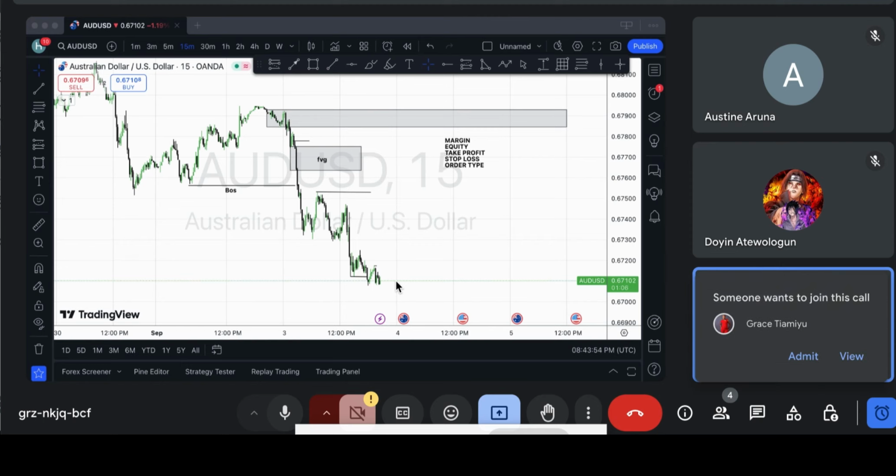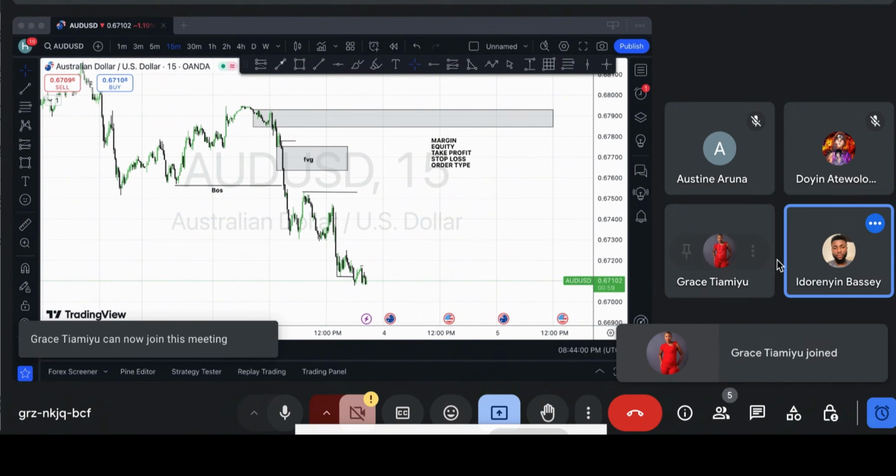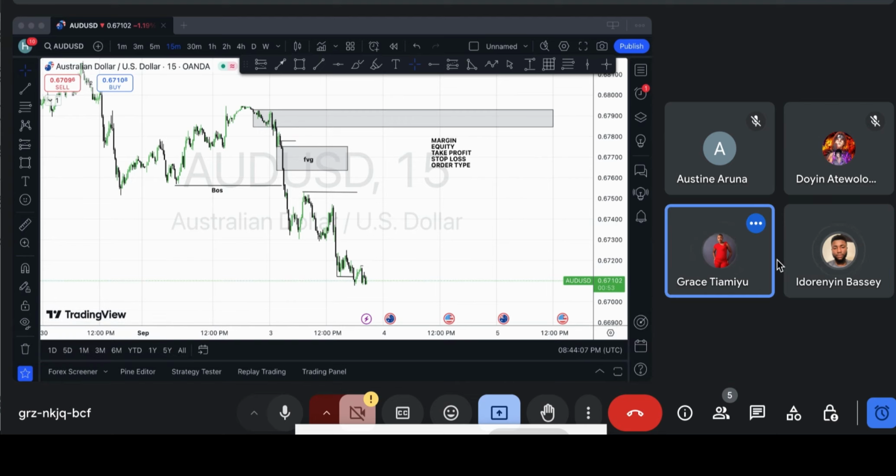And then the last one here, to summarize, effective risk management is essential when using leverage and margin.